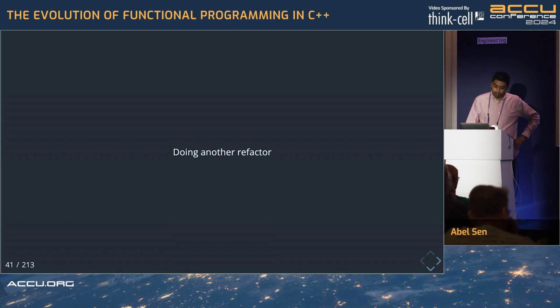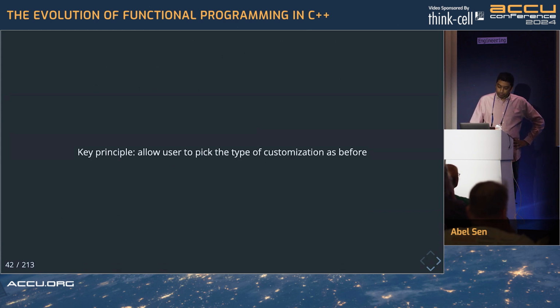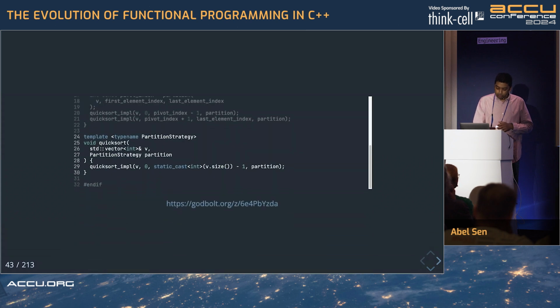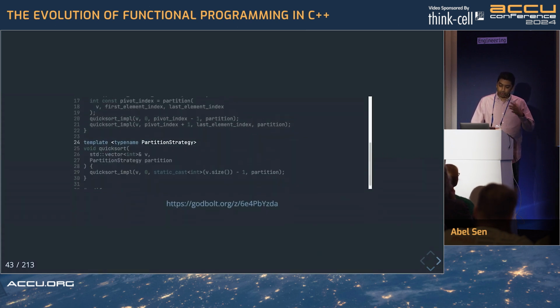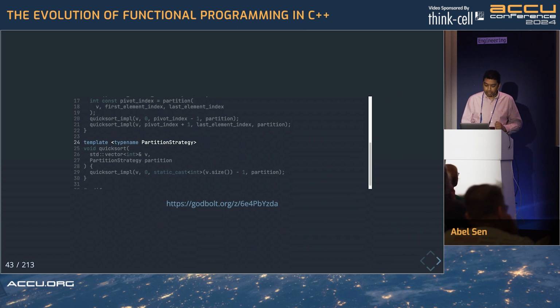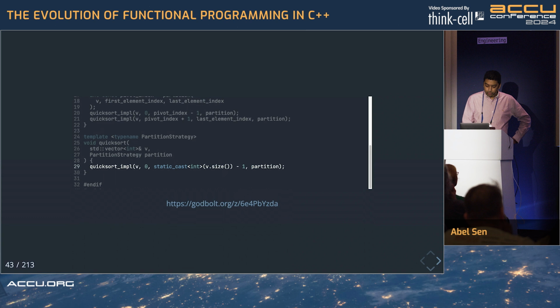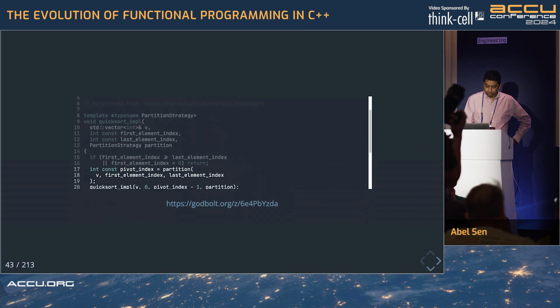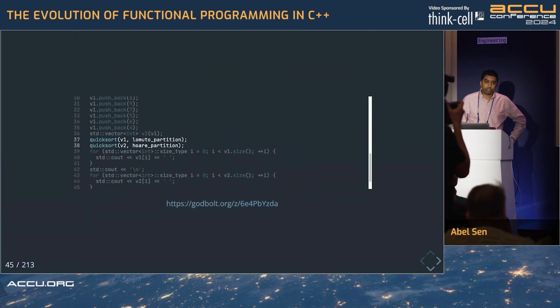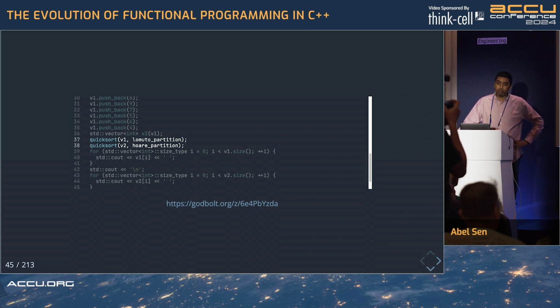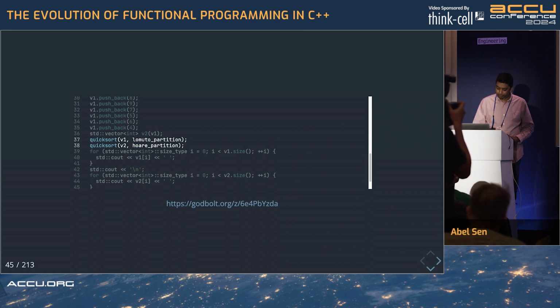So let's do another refactor. And for the sake of time, I'm actually going to skip this. If you're already familiar with templates, I'm basically going to templatize this function, so I'm going to be able to use any type of partitioning callable-like thing in my quicksort algorithm. So I'm going to skip through that for the sake of time. Basically the idea is to keep visually the client code the same, but templatize the quicksort implementation so we can use any type of callable thing.